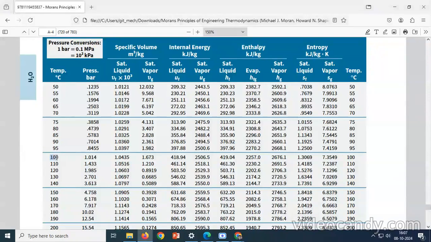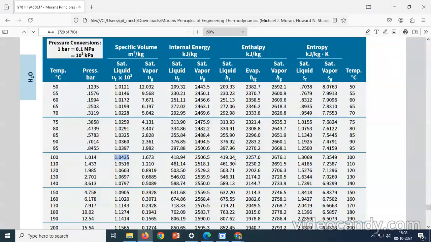Why temperature 100? Saturated water. Saturated means it is just boiling from liquid to vapor. In that condition, the liquid volume per kg is this much. For the given total mass, the volume is 0.5 meter cube. But for the given specific volume, only for the liquid part, the value is 1.0435 into 10 raised to minus 3 meter cube per kg.